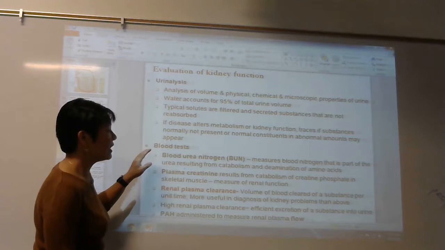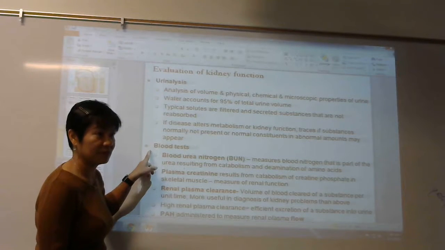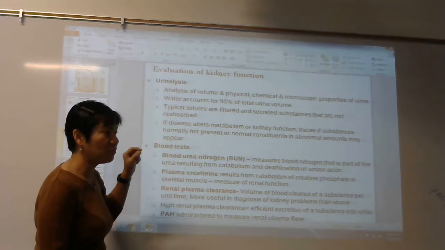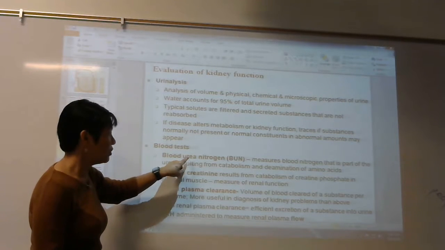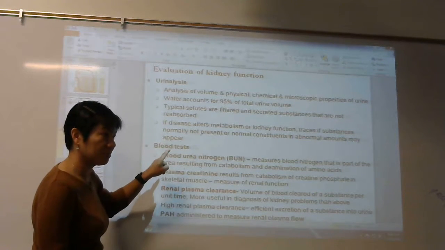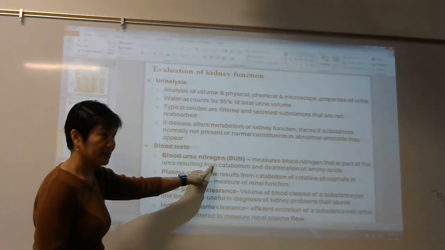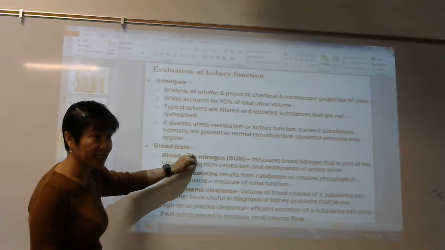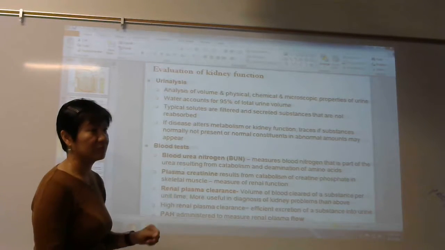Because if you didn't get rid of the waste, where is the waste? It's still in your blood. And that main waste product is called urea. So you look at the urea in the blood. That's why it's called blood urea nitrogen, BUN. So if your BUN is high, isn't that a sign of renal failure?